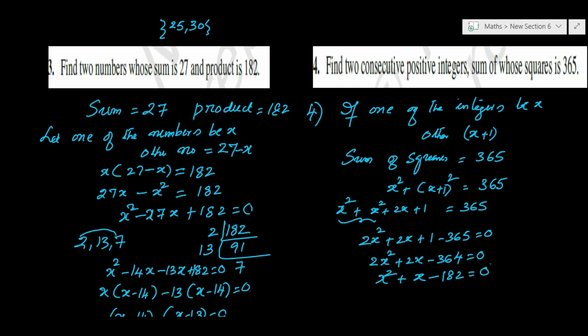Just now in the previous problem we talked about the product 182 meaning 14 and 13. Here, as it is negative, one number should be positive and the other number should be negative. And here positive is required, therefore plus 14 and minus 13. So we write x square plus 14x minus 13x minus 182 is equal to 0.